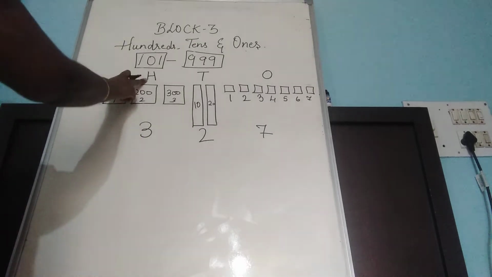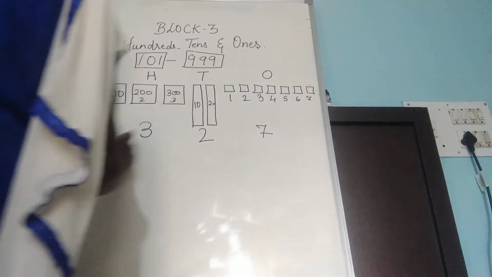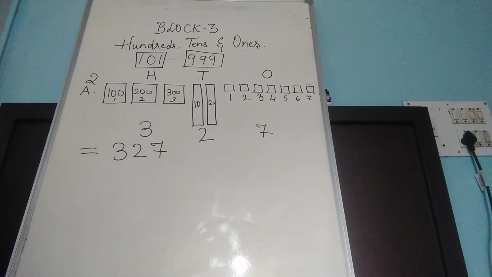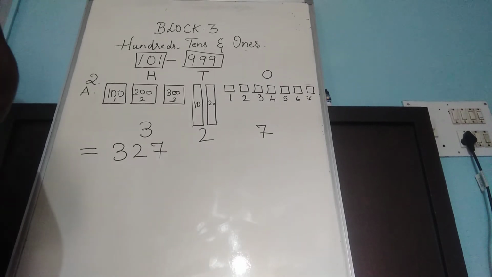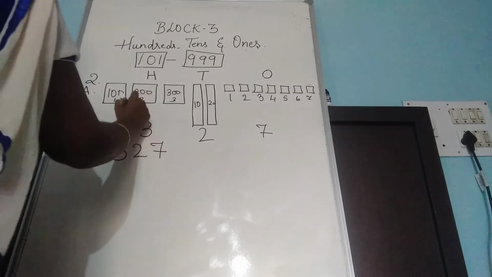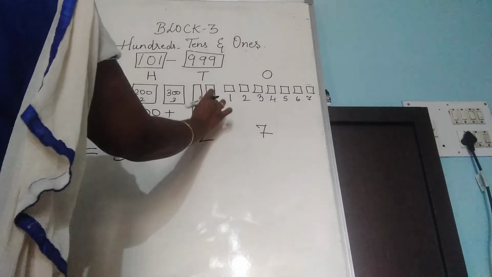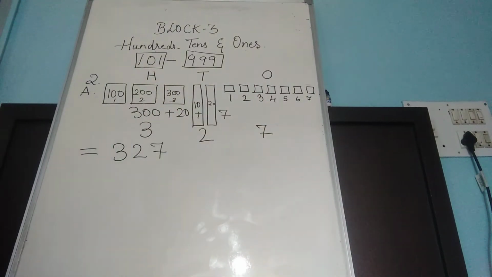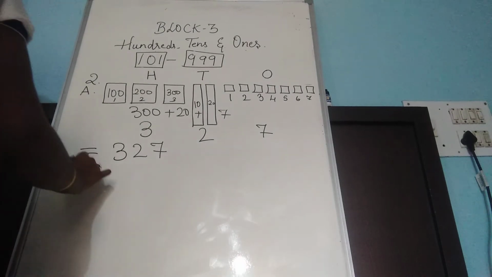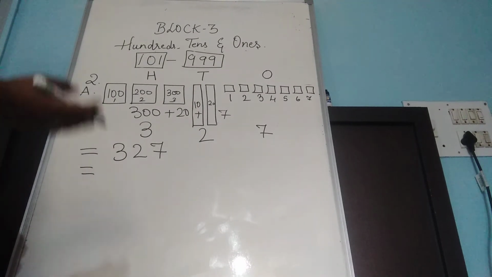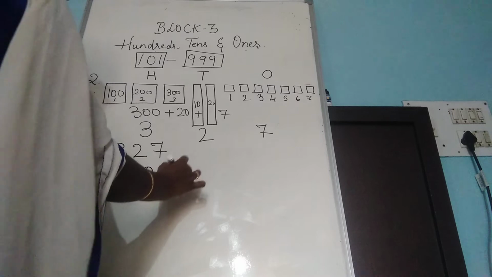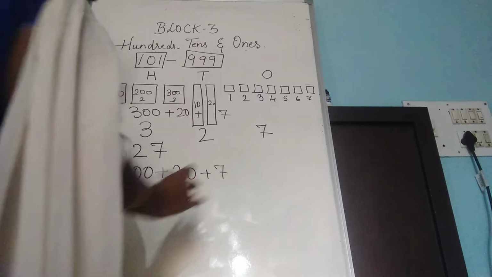So 300, 2 tens, 7 ones, and the number makes 327. And if you want to write the expansion form of this, here it is 300, and this is 20, plus this is 7. So this is your expansion form. I will explain expansion form in detail in the next chapter, just making you updated. So 300 plus 20 plus 7 is the expansion form.